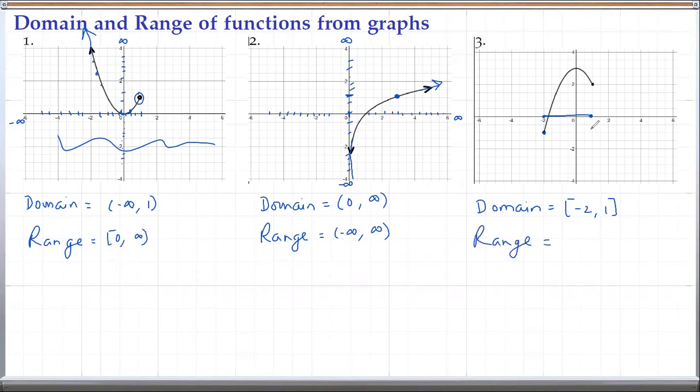And the range is again all possible y values. It looks like the y values start from here, which I would say is -1, and it goes up to here, which is 3. This is the range here. Right, so we are done with these examples.